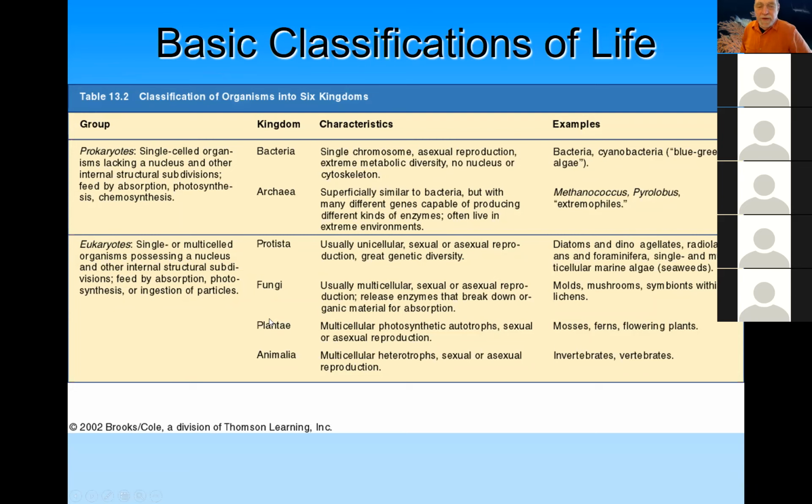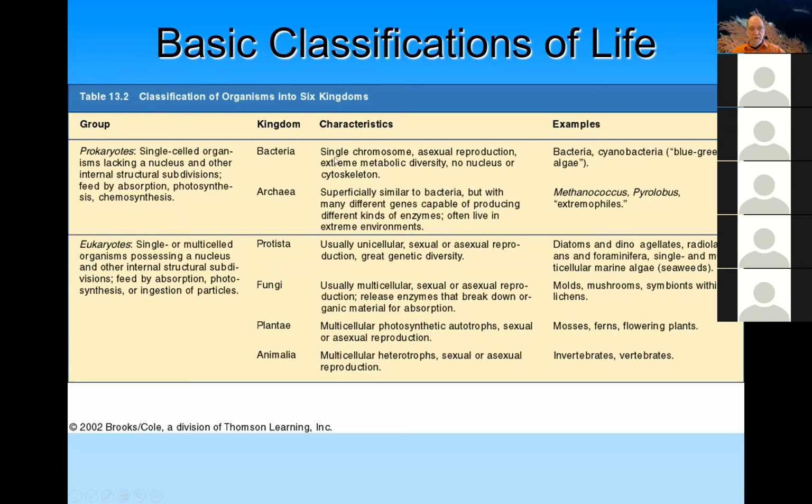And so here is a description of these basic classifications of life. Sort of the prokaryotes, these are single-celled organisms and they lack a nucleus or other internal structural subdivisions. And so that describes the bacteria and the archaea. They have a single chromosome. Their reproduction is asexual. There's a huge diversity of bacteria. There's no nucleus or cytoskeleton.